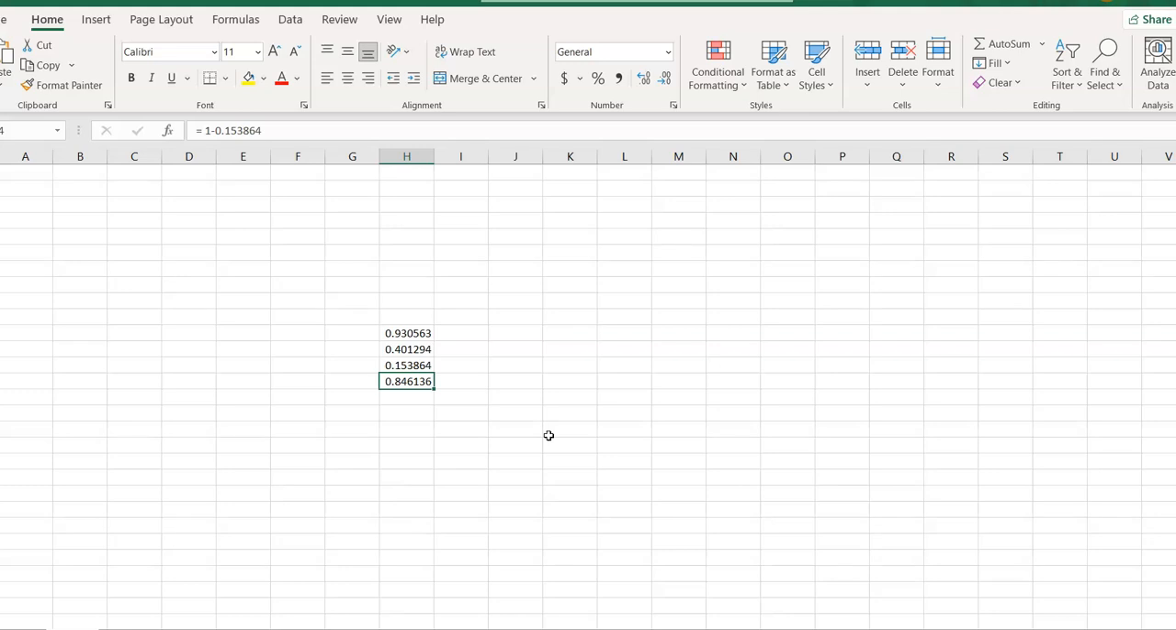So notice, so far, if we have a probability that z is less than something, we can just look it up on the table or look it up in Excel. If we have the probability that z is greater than something, we have to look it up on the table or Excel and subtract that number from 1.